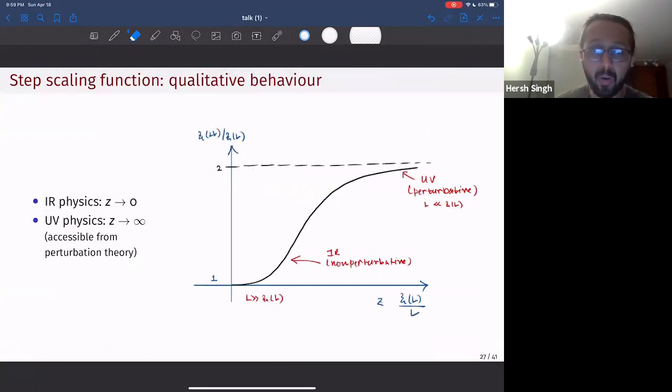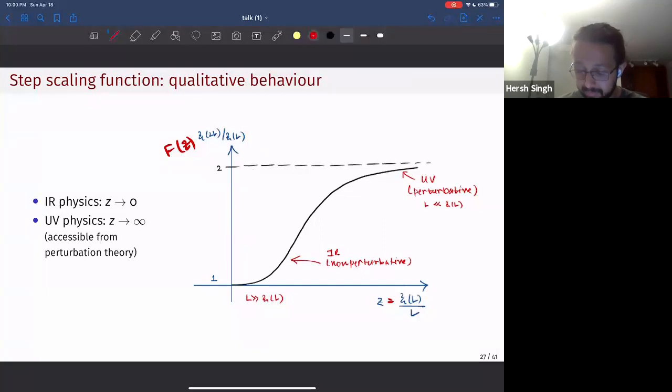So this is what this function actually looks like. We define this function f of z, where z is ξ_L over L, which is just another definition of your normalized coupling. The x-axis is just a normalized coupling, given by ξ_L over L, where ξ is the correlation length in a finite box of size L. And on the y-axis is the actual function. So this is what this function looks like.